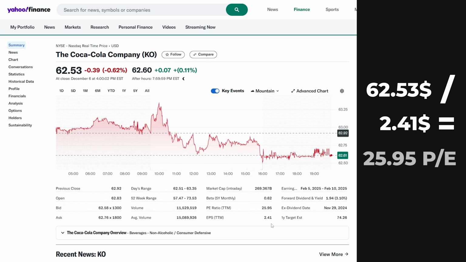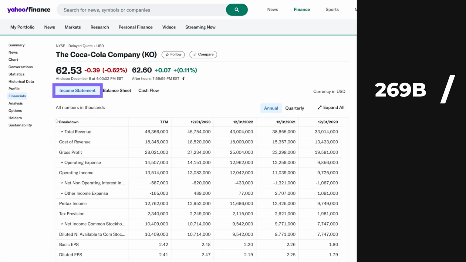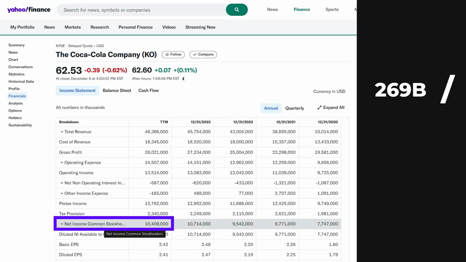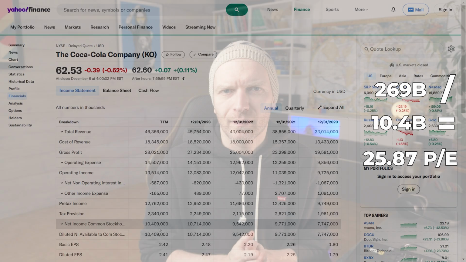ratio of 25.95. Alternatively, we can decide to take the price of the company, it's also called market cap, here 269 billion, and we divide it by the earnings of the company that we find under financials, income statement, net income common stockholders, 10.4 billion. We divide the two and we get a PE ratio of 25.87, more or less the same. Easy, right? But let's go back to the ratio.